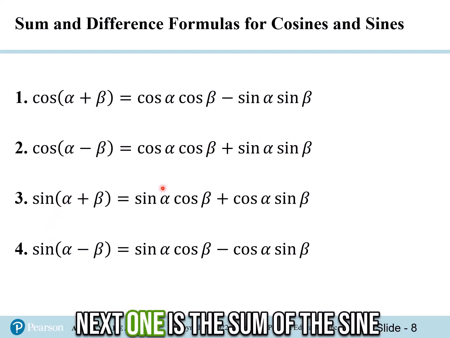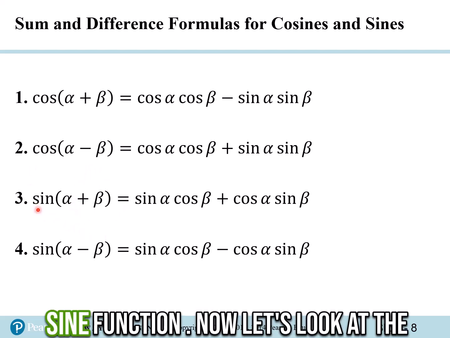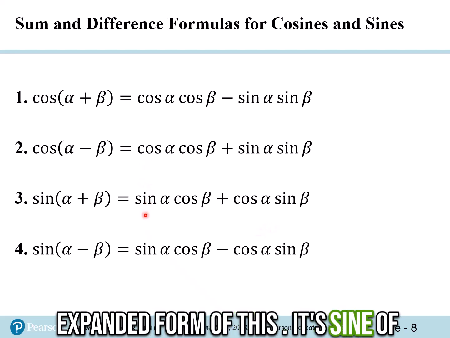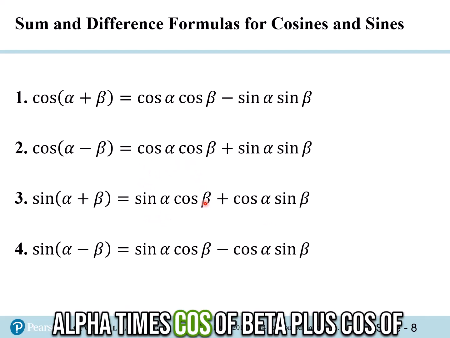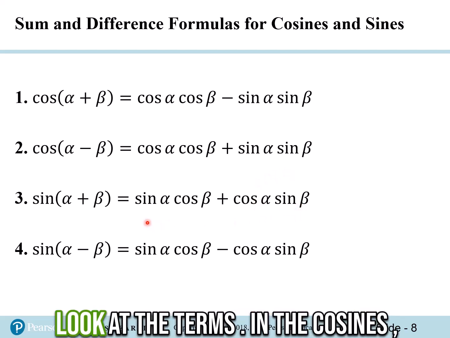The next one is the sum of the sine function, the sum of angles of a sine function. Now let's look at the expanded form of this. It's sine of alpha times cos of beta plus cos of alpha times sine of beta. So let's look at the terms.